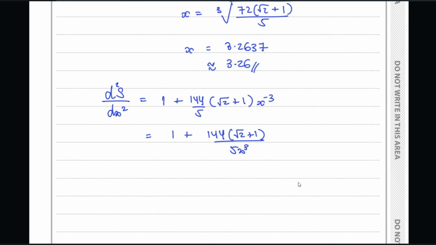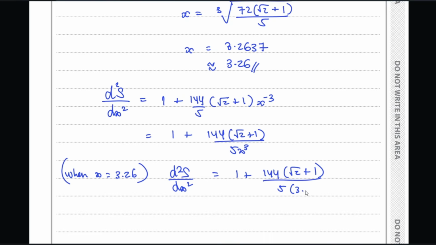To check whether the value of s would be maximum or minimum, when x is equal to 3.26, we need to substitute x equals 3.26 into the d squared s over dx squared. So when x is equal to 3.26, d squared s over dx squared is equal to 1 plus 144 times √2 plus 1 divided by 5 times 3.26 cubed. And let's see what we get. We'll get a positive value for sure. Yes, we do get a positive value. We get 3.006 and so on, which is greater than 0.